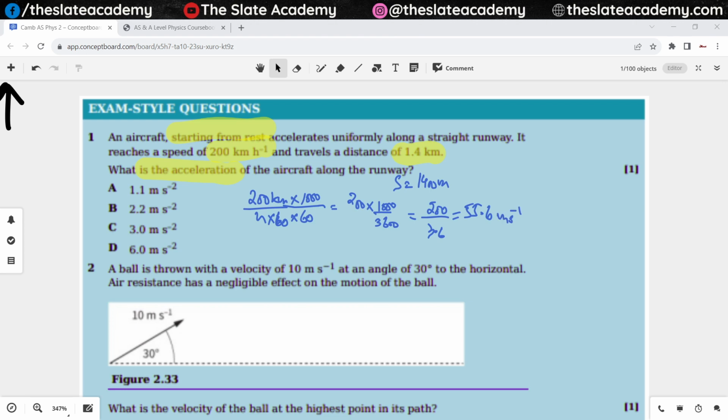V squared is equal to U squared plus 2AS. Now I'll rearrange the equation. V squared minus U squared divided by 2S is equal to A. U squared is 0, so A is 55.6 whole squared minus 0, divided by 2 times S. S is how much? 1.4 kilo, so 1400. So on the calculator I write 55.6 squared divided by 2800. 1.104 meters per second squared. So it would be this one, 1.1.